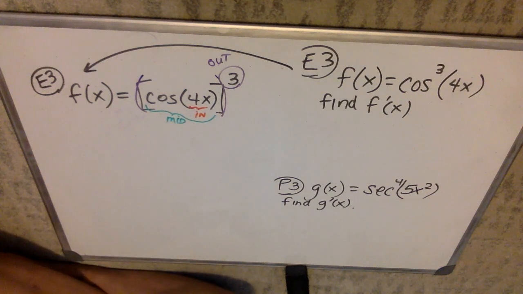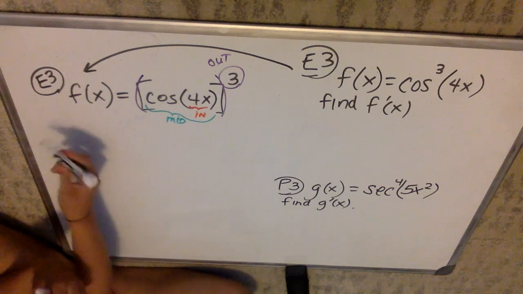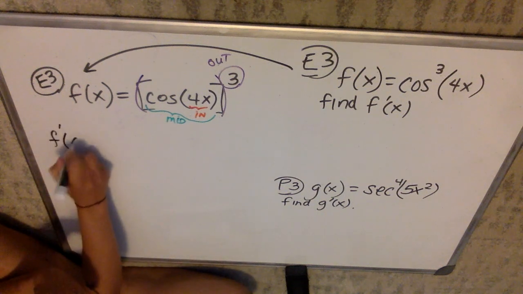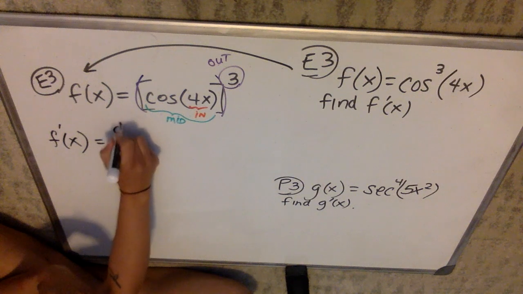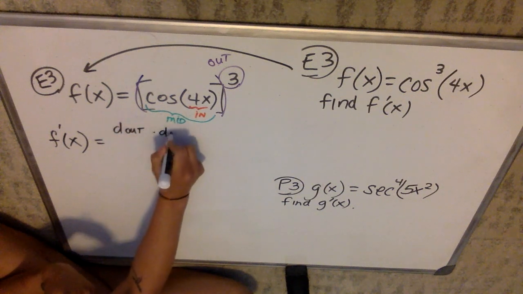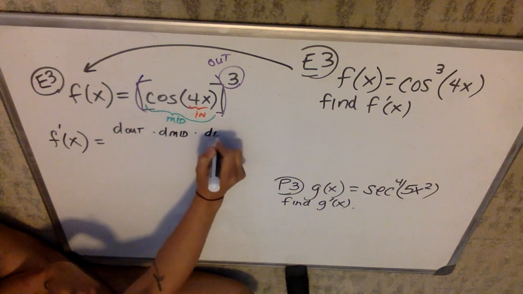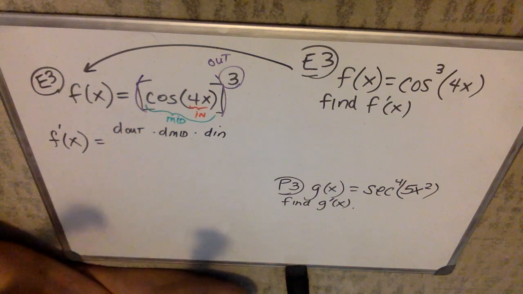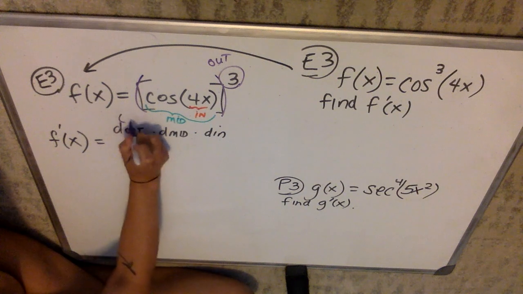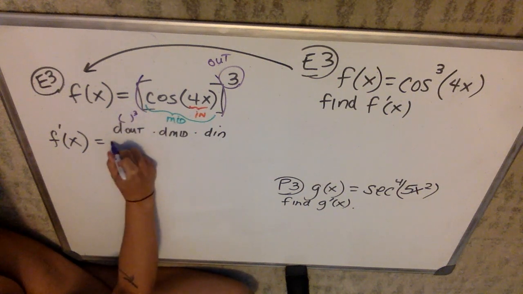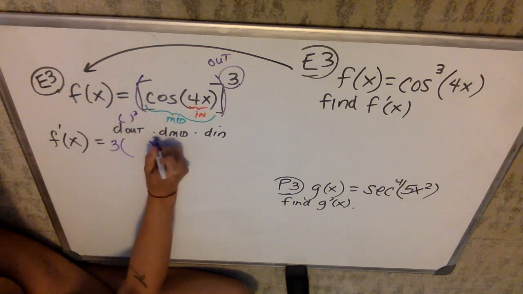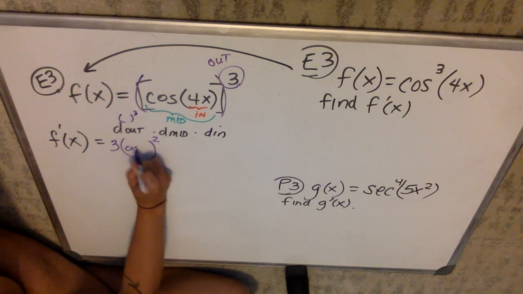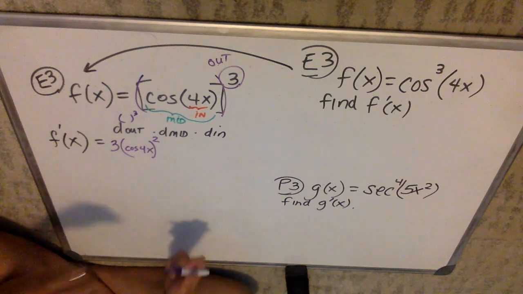So if I want f prime, and I promise that as you do this, you get better at it, and it doesn't seem to require quite so much effort, I'm going to need the derivative of the outside times the derivative of the middle times the derivative of the inside, right? The whole chain. So the derivative of the outside is stuff cubed, right? Remember, the outside function was stuff cubed. So the derivative of stuff cubed is 3 stuff to the second. Well, the stuff is going to stay exactly the same. It's going to be a cosine of 4x, right?